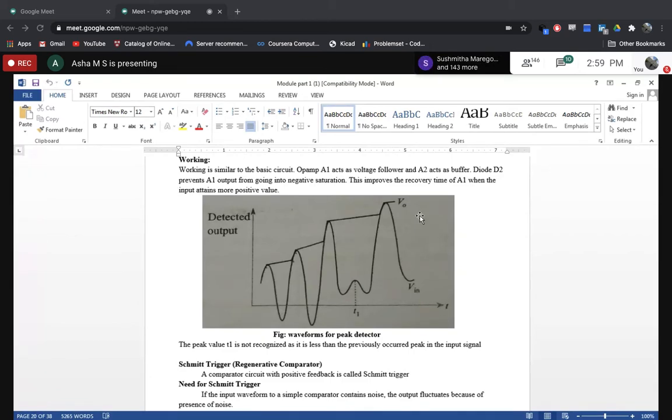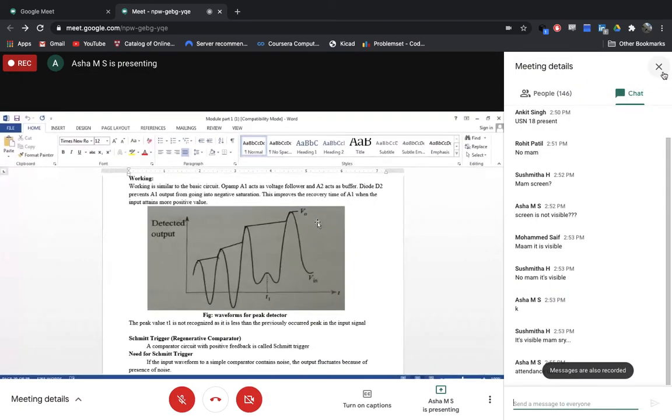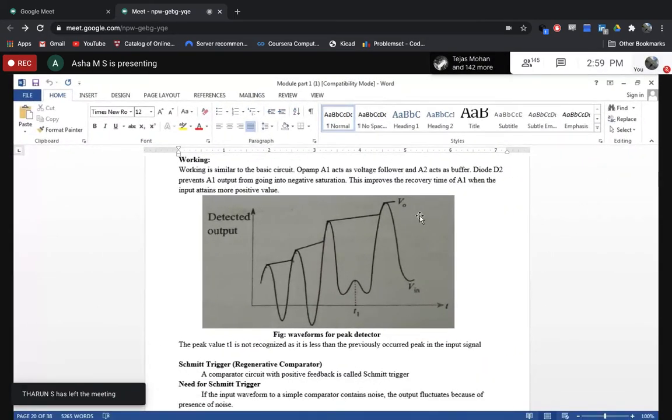Input starts decreasing from that point, correct? So once the input starts decreasing from that point, the diode gets reverse biased. Because the diode is reverse biased, the capacitor stops charging, but it won't discharge. So it maintains that same stagnant value until it detects the next highest peak.